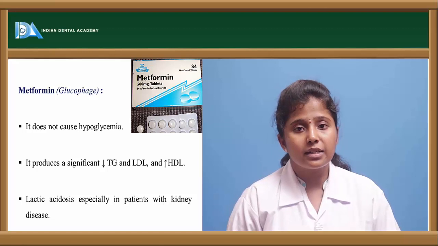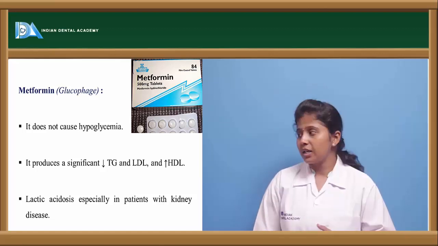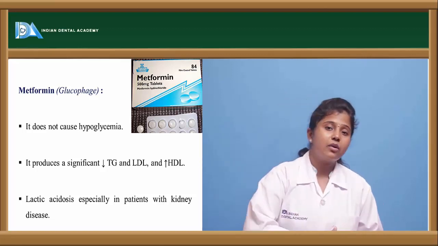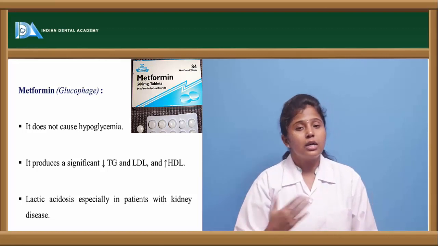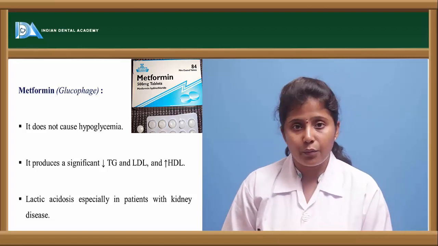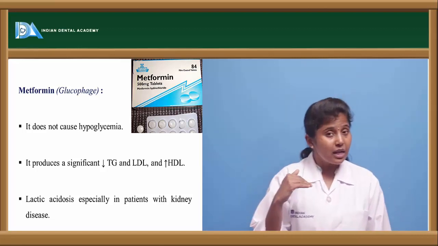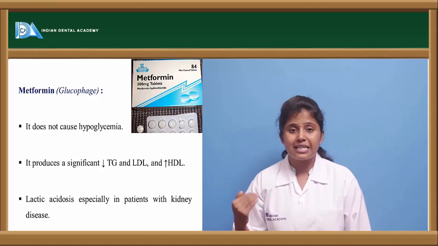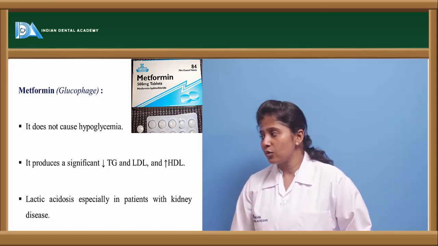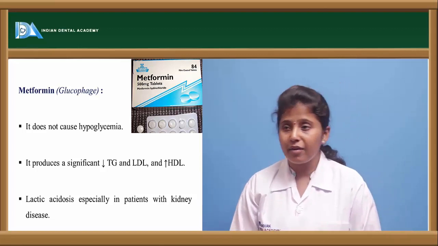If the triglycerides are formed more, it leads to the breakdown of these triglycerides into glycerol as well as fatty acids. This glycerol is converted to glucose again. So metformin reduces the level of triglycerides as well as LDL, and it increases the HDL levels. And lactic acidosis is observed if we give metformin when there is any renal failure.